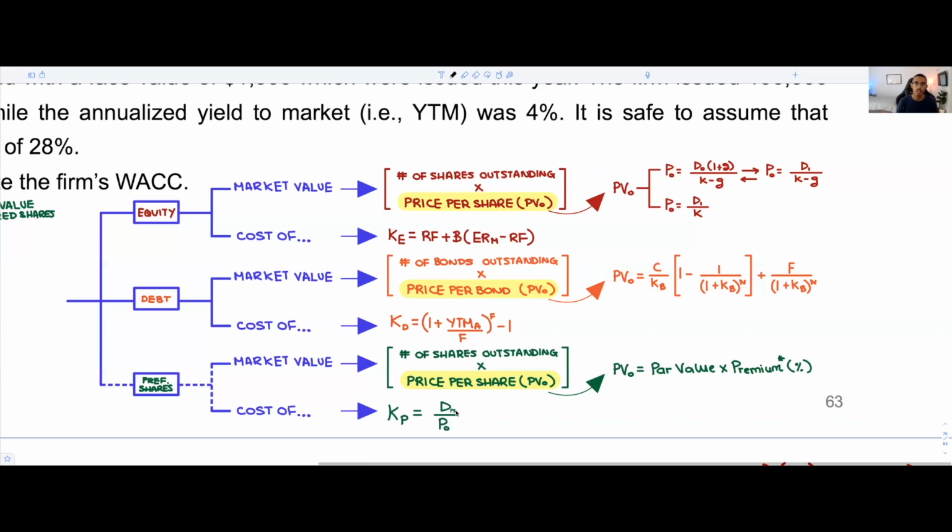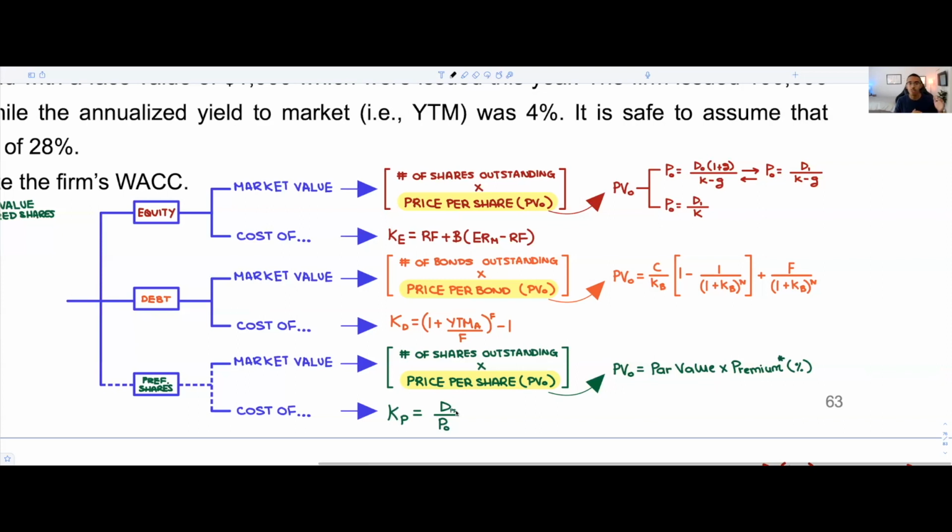Now that we're done with that, we can move on to the last category of our market value for the firm, and that's going to be preferred shares. Now, quick caveat before we proceed. Preferred shares aren't always included. However, the most extensive question will include them, and I want you to be prepared and understand how to solve for them. And it's actually quite easy.